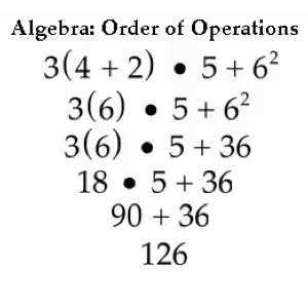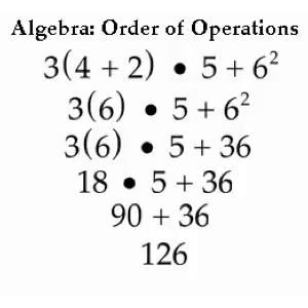We have 3 times the quantity 4 plus 2, times 5 plus 6 squared. So we have to do the grouping symbols first, the 4 plus 2. 4 plus 2 is 6. So now we have 3 times 6 times 5 plus 6 squared. We have an exponent, so we have to do that next, I should say. 6 squared is 36, 6 times 6. We have 3 times 6 times 5 plus 36.